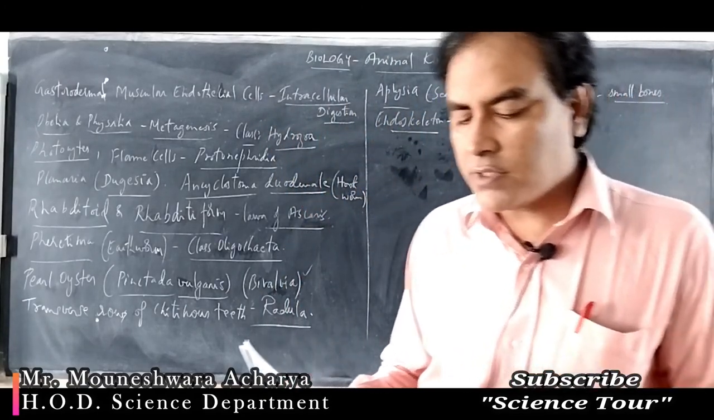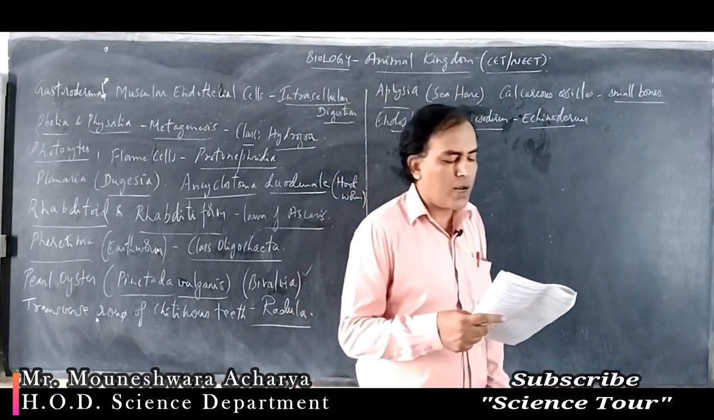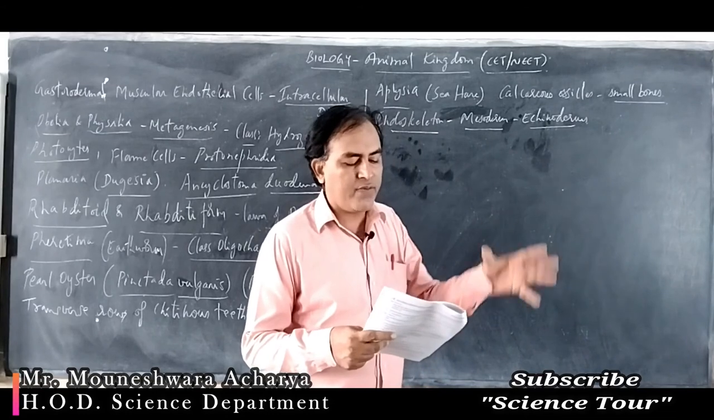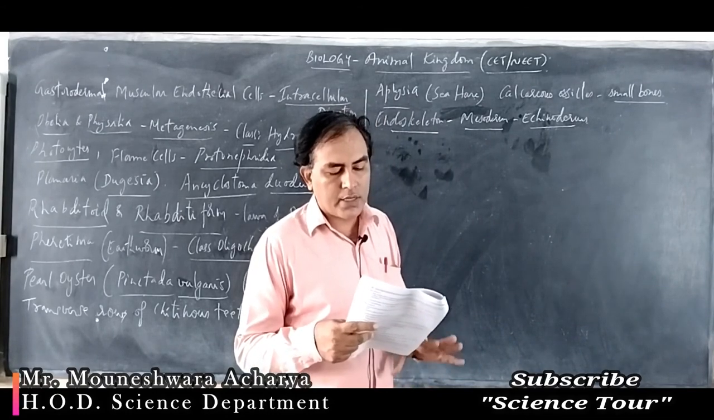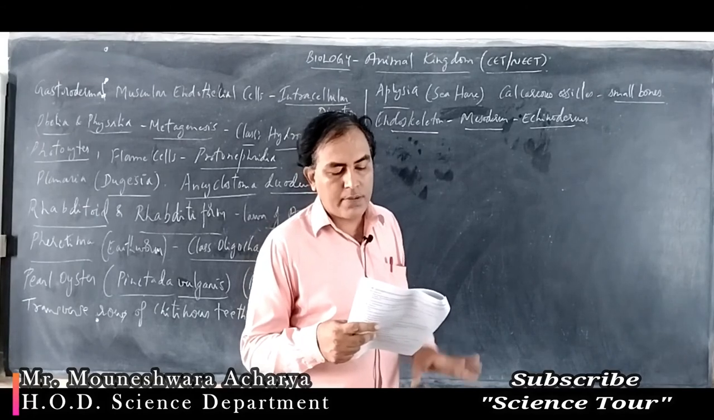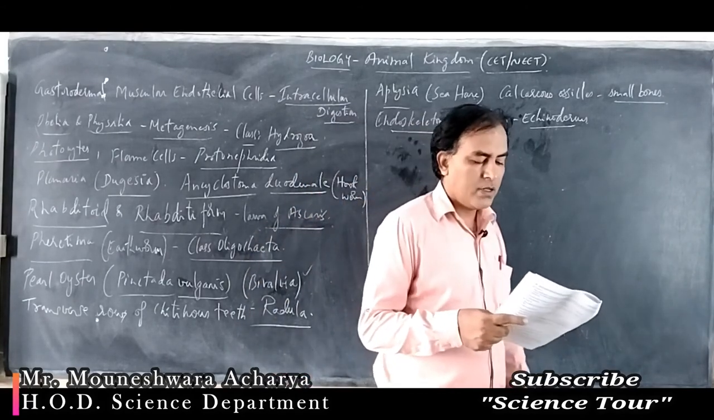Question number 54. Match the animals in column 1 with their common names in column 2. In column 1 different animals are given with scientific names, and in column 2 their common names are given. Match the scientific names with the common names.